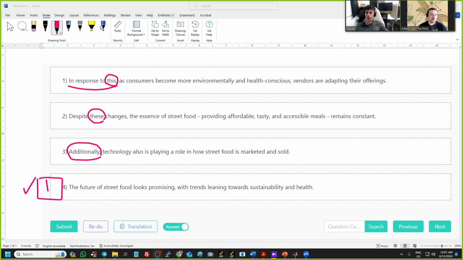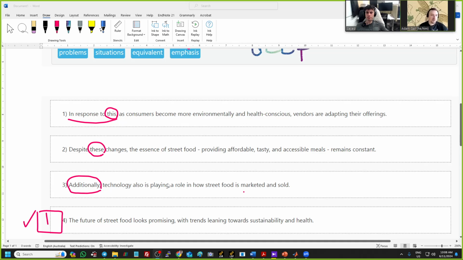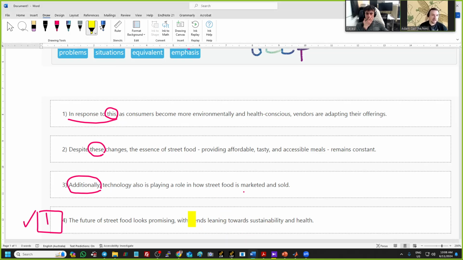The future of street food. The future of street food looks promising, with trends leaning towards sustainability and health. So they're talking about street food as the topic, and then they're saying in the second part of the sentence that there's a trend, it's becoming healthier. And then, so we're asking ourselves, we've identified a trend.